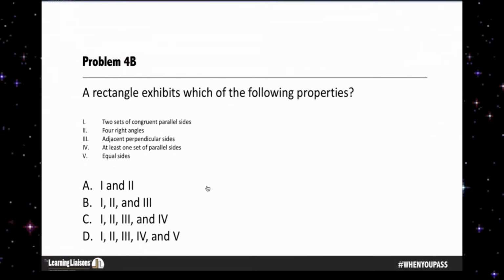A rectangle exhibits which of the following properties? 1, two sets of congruent parallel sides; 2, four right angles; 3, adjacent perpendicular sides; 4, at least one set of parallel sides; or 5, equal sides. A rectangle exhibits which of the following properties?